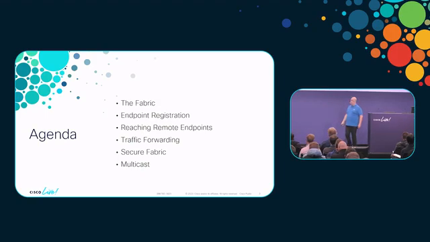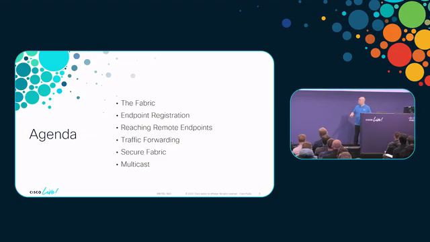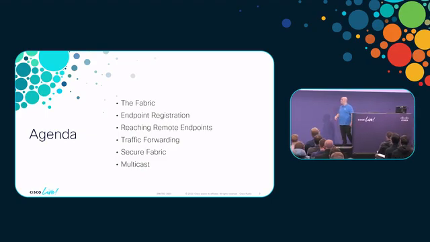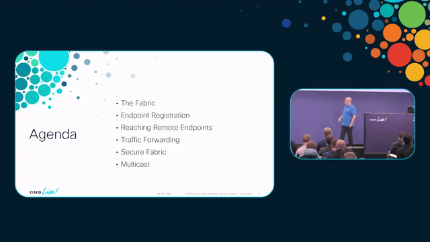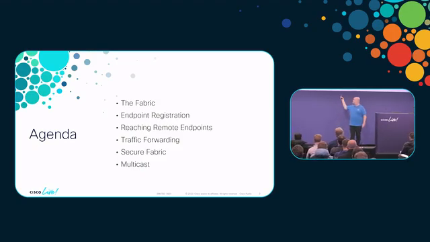Traffic forwarding through the fabric, how that works. The secure fabric, so that's the CTS segmentation, the authentication that happens, and also the policing and the profiling that you have in the fabric. And at the end, we have some multicasting, some introduction into multicast troubleshooting. Multicasting is quite complex. I'm just covering a small part of it.